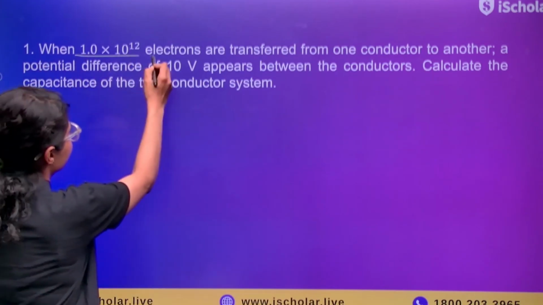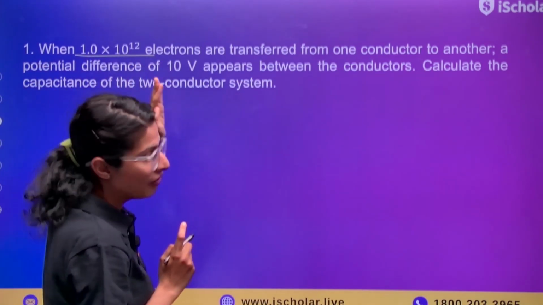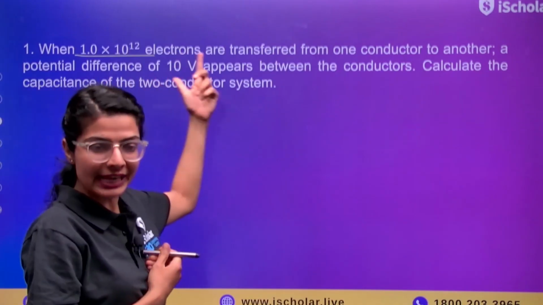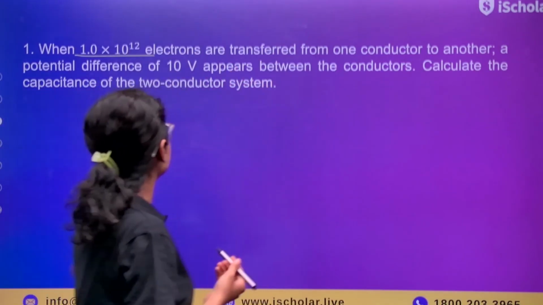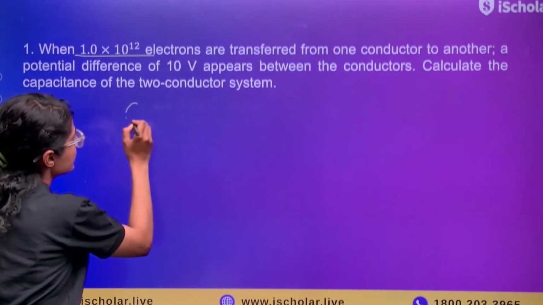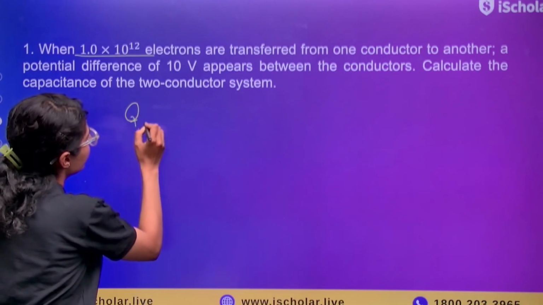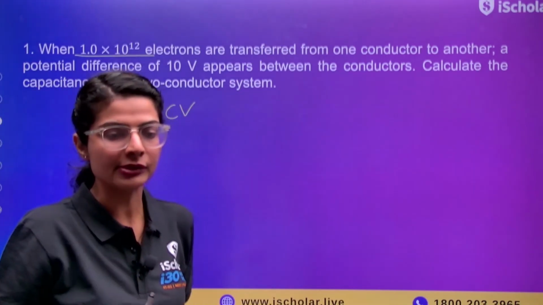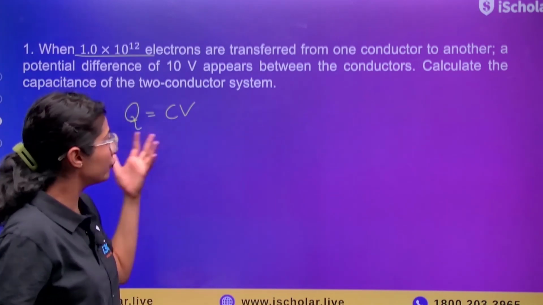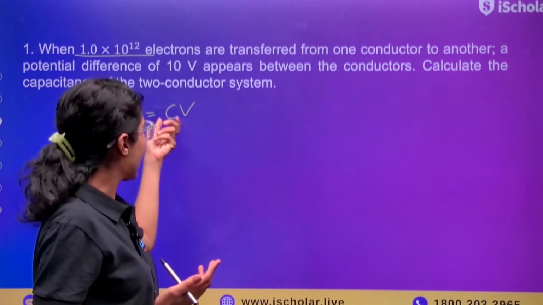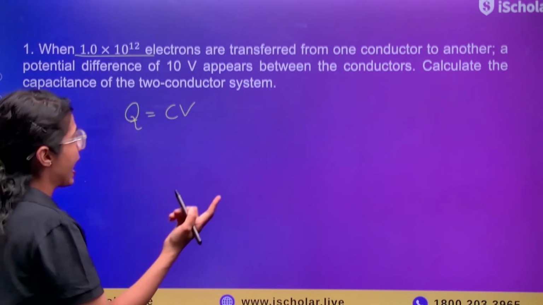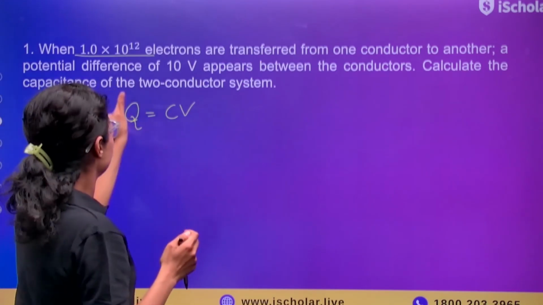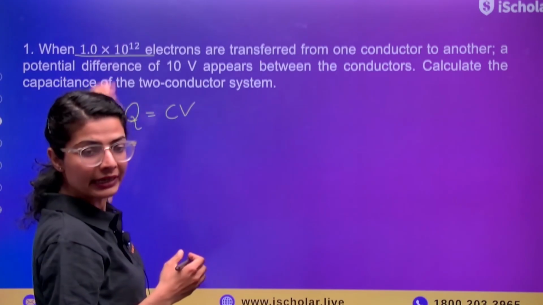The number of electrons transferred from one conductor to another is given. The potential difference is 10 volt. To calculate the capacitance, we'll use the formula Q is equal to CV. Q refers to the charge appearing, V refers to the potential, and C is the capacitance. As simple as that. Now what is the total charge? These many electrons are transferred.